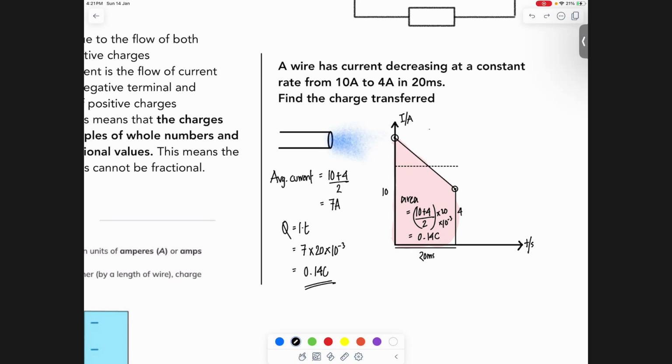Okay. It's not a sheer shot solution though. If your current randomly changes, the graph doesn't help either. Okay. But if your current is changing constantly, like it's here, you should look for the graph. So whenever you have a constant current or constant anything for that matter, equations are fine. But whenever you have change, we have to go for graphs.